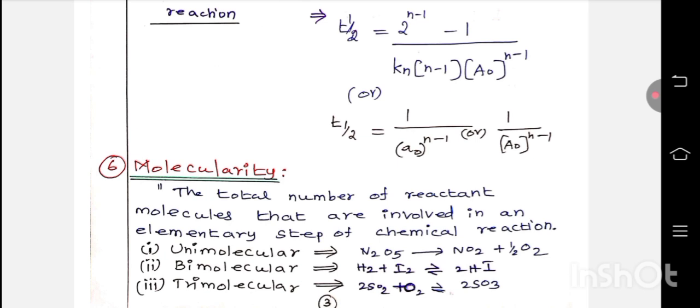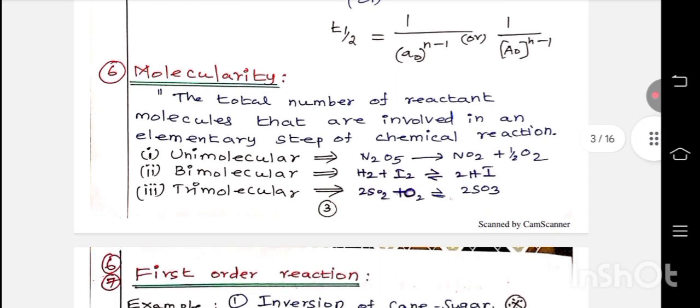Sixth, molecularity is defined by the total number of reactant molecules that are involved in the elementary step of the chemical reaction. ஒரு வேதிவினையின் ஒவ்வொரு படிநிலைக்கும் ஈடுபடக்கூடிய ரியாக்டன்டோடைய எண்ணிக்கையை நம்ம மாலிகுலாரிட்டின்னு சொல்கிறோம். Example, nitrogen pentoxide decomposition is unimolecular reaction, hydrogen iodide formation bimolecular reaction, sulfur trioxide formation trimolecular reaction.